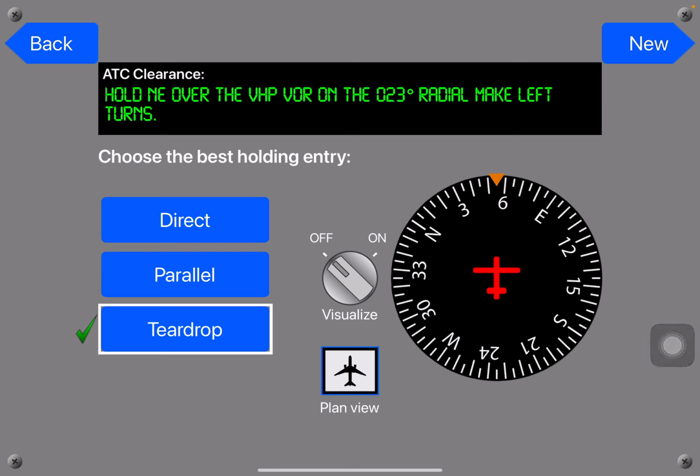And this is how you brief a holding entry and, in general, how you fly a holding procedure.